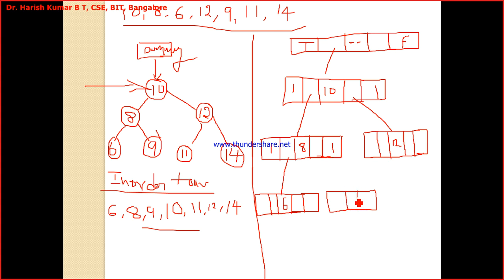Now this one is 9. And this is for holding the address of the left child of 9. This is for holding the address of the right child of 9. And okay, something like this.